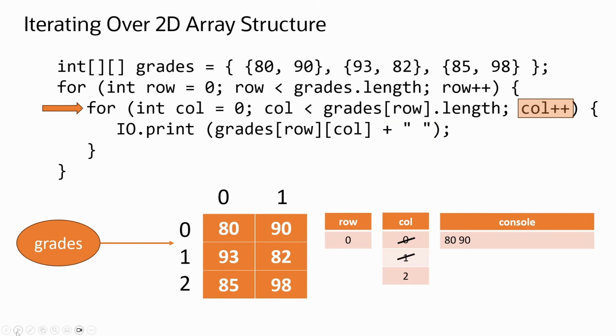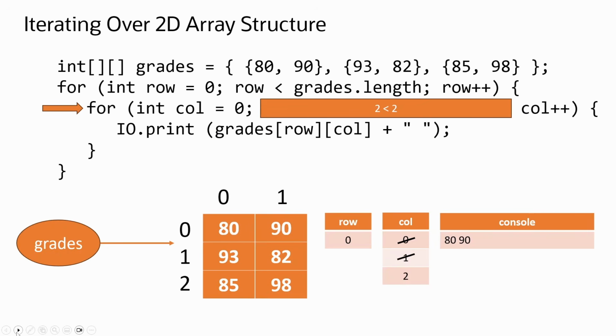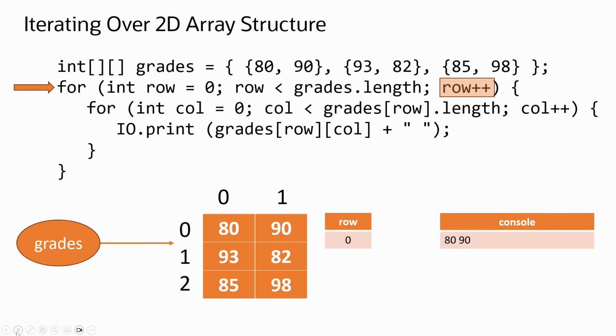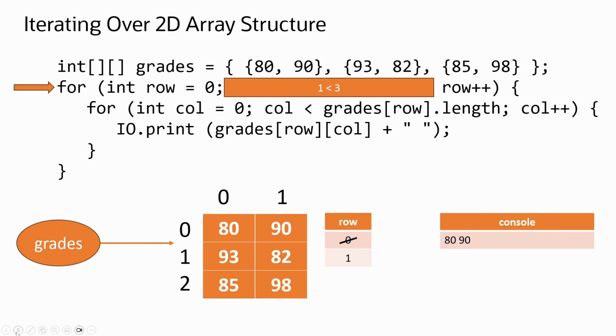Column plus plus, column goes to 2, and we do the check. Is 2 less than 2? No, it's false. Now, because col was declared inside of this for loop that's nested in there, and this for loop is now over, col is actually going to go away. It's going to cease to exist. We're going to go back out to row. We're going to do row plus plus, and row is going to go to 1. We're going to do a check. Is 1 less than 3?